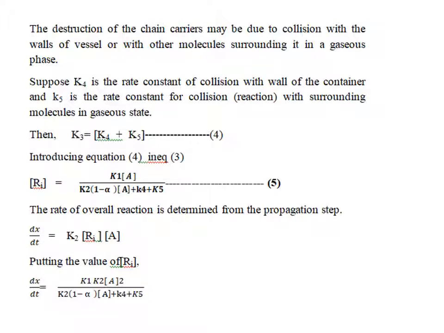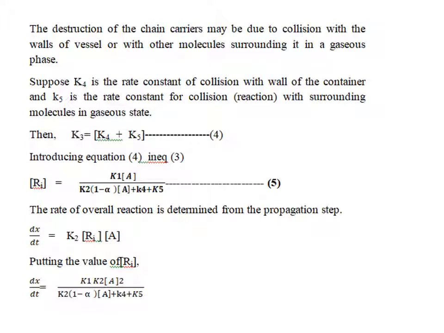Now introducing equation number 4 in equation number 3 above, the concentration of Ri will be equal to K1 into A over K2 into 1 minus alpha into concentration of A, and instead of K3 we put its value from equation 4, that is K4 plus K5. This is equation number 5.